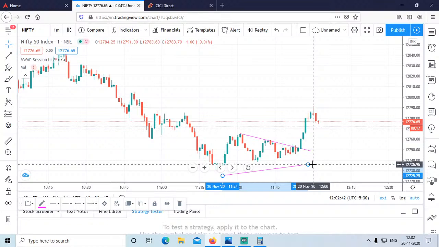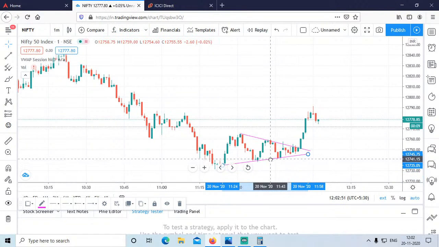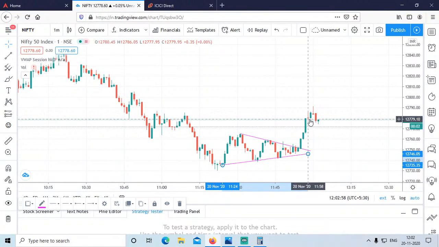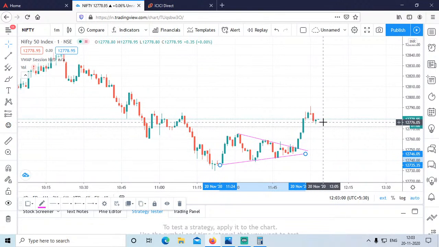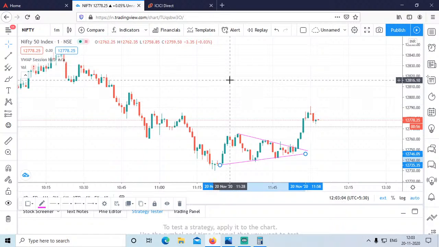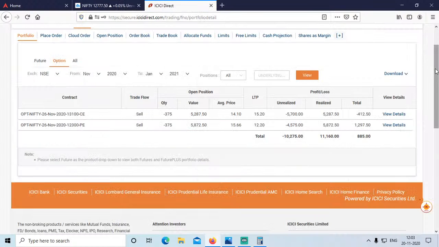Okay, now time is 12 o'clock. You see, this is the wedge formation. From the wedge formation, it just did a breakout. So during the breakout, the market jumped around 30 points. That is where we see the huge variation in the profit and loss. Let us look at this position as of now.